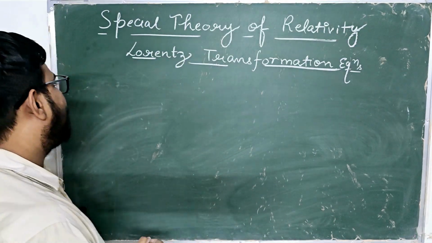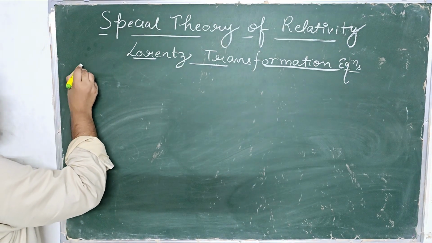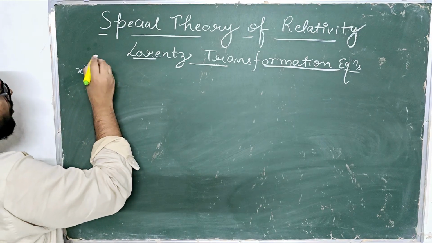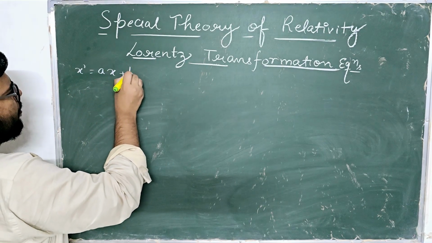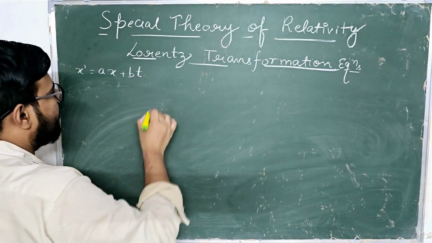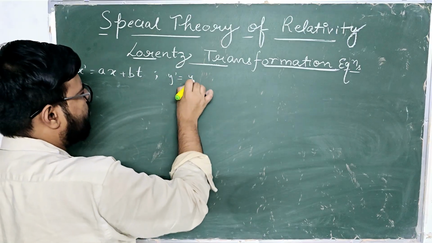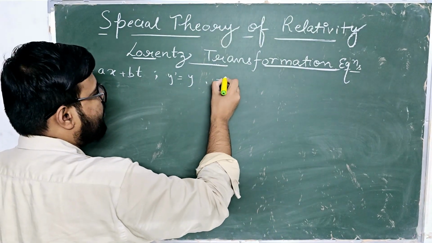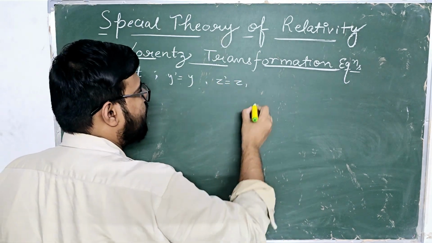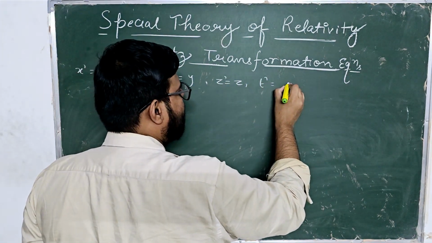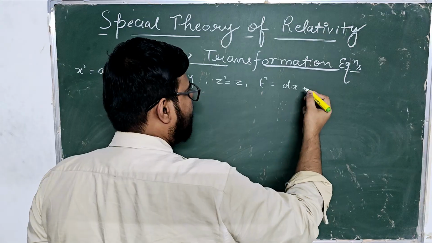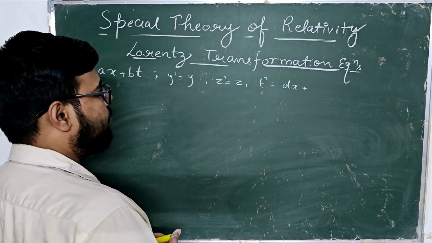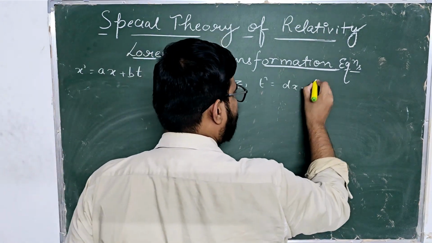But in Lorentz transformation, we are going to assume that x prime is equal to ax plus bt, and y prime is equal to y because there is no motion along the y direction currently, and z prime is equal to z, and t prime is equal to dx plus ft.